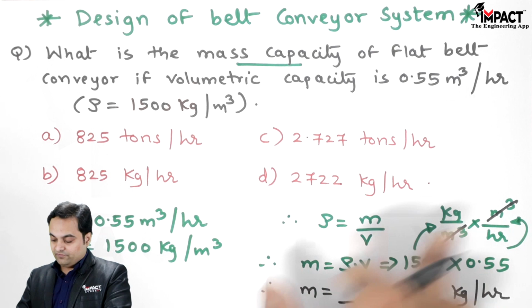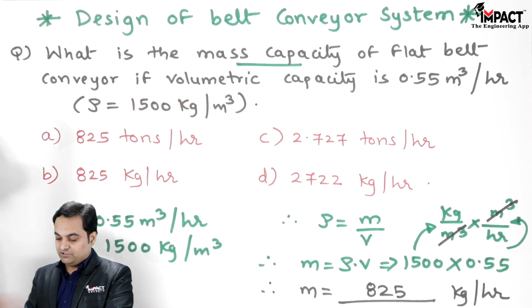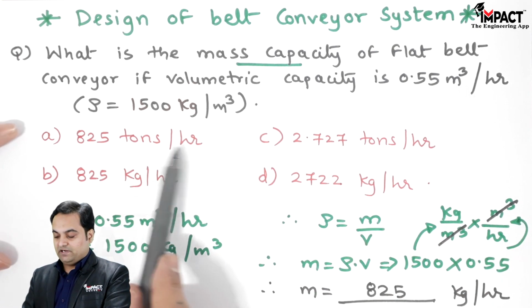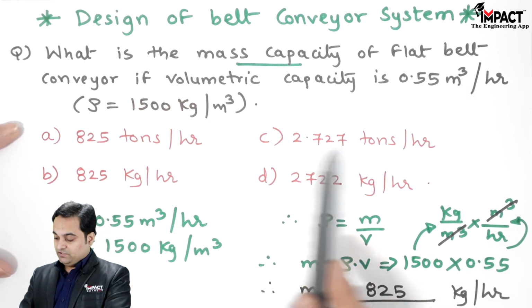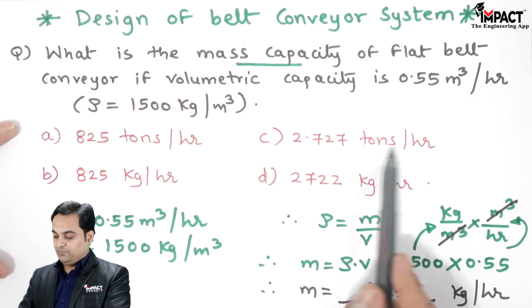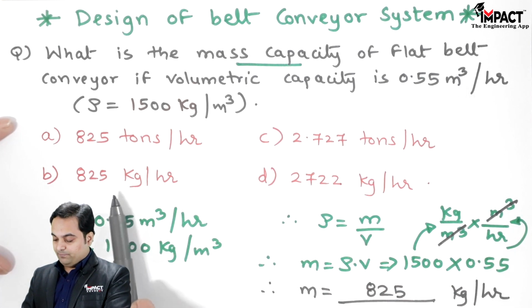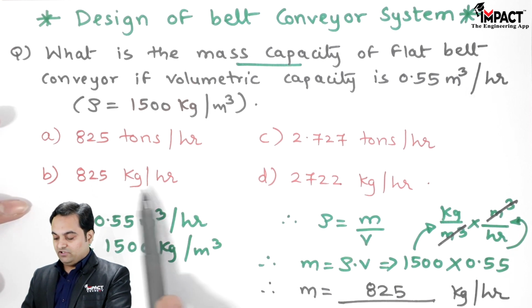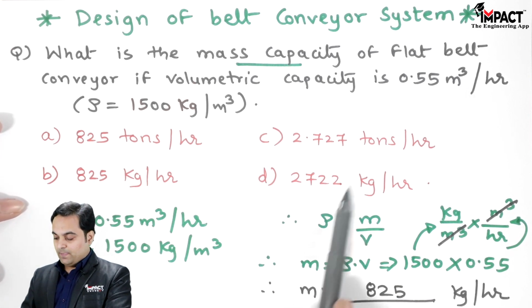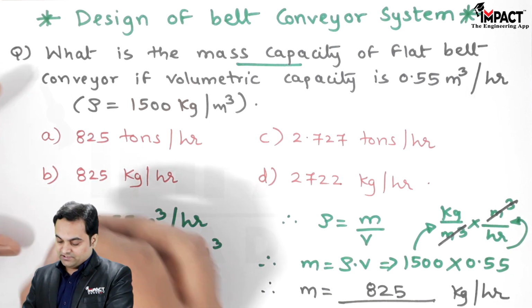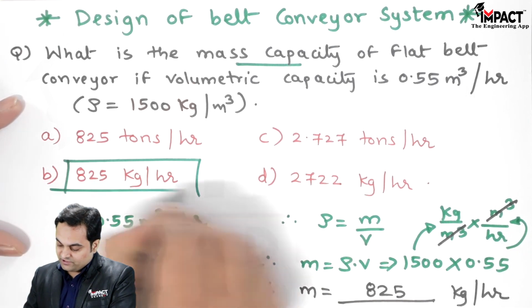And my answer is 825 kg per hour. So when we compare it with the remaining options, option A was having tons per hour, it is incorrect. Similarly, C is also in terms of tons per hour, that is also incorrect. Out of B and D, both are having the unit which are correct, but the value of D is incorrect. So the correct answer is B, 825 kg per hour.